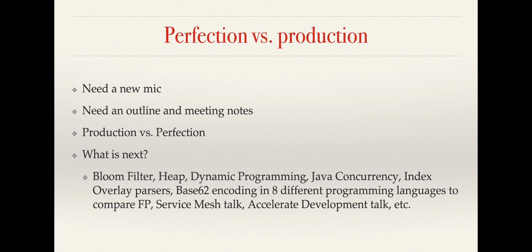We have other topics: Bloom filters, dynamic programming, Java concurrency, all little side projects I worked on this year. Index overlay parsers, base 62 encoding. That was a cool project. I implemented it in 8 or 9 different languages, including Clojure, JavaScript, TypeScript, Java, Swift, maybe Rust, and a few others. That was a fun project to work on.